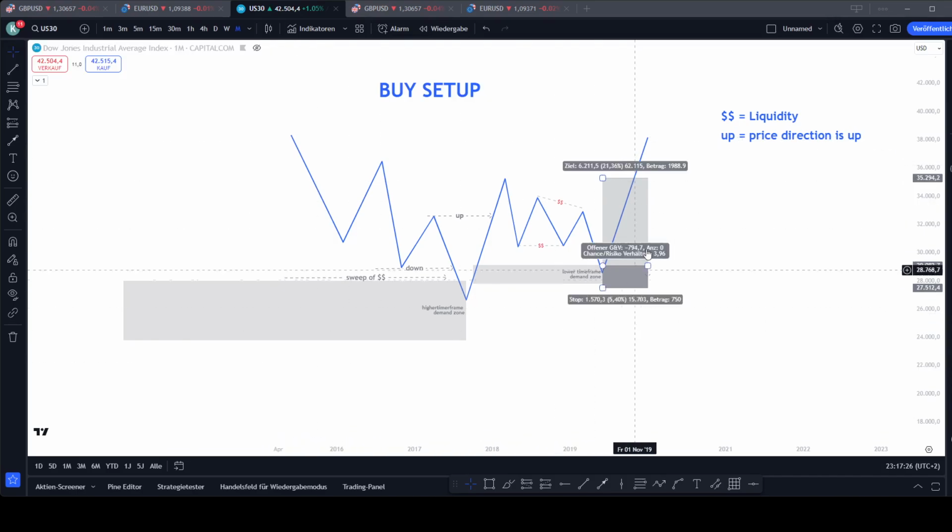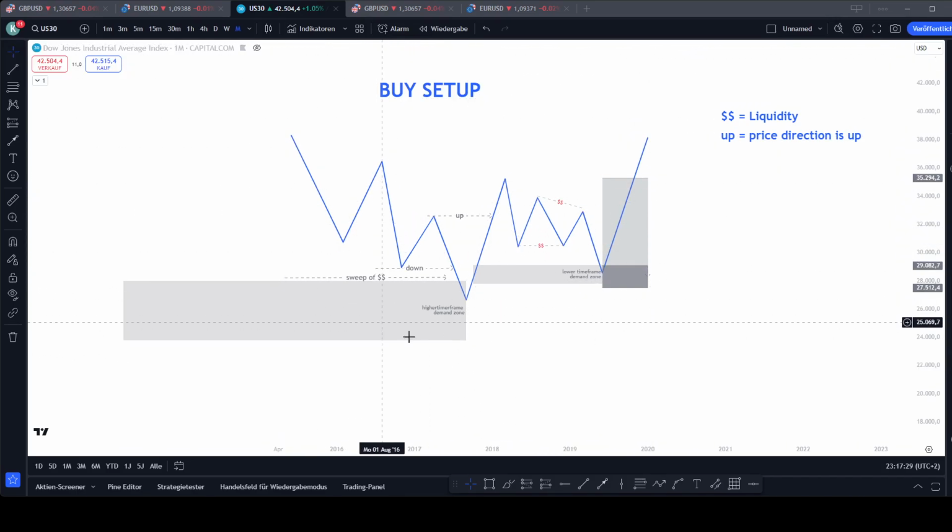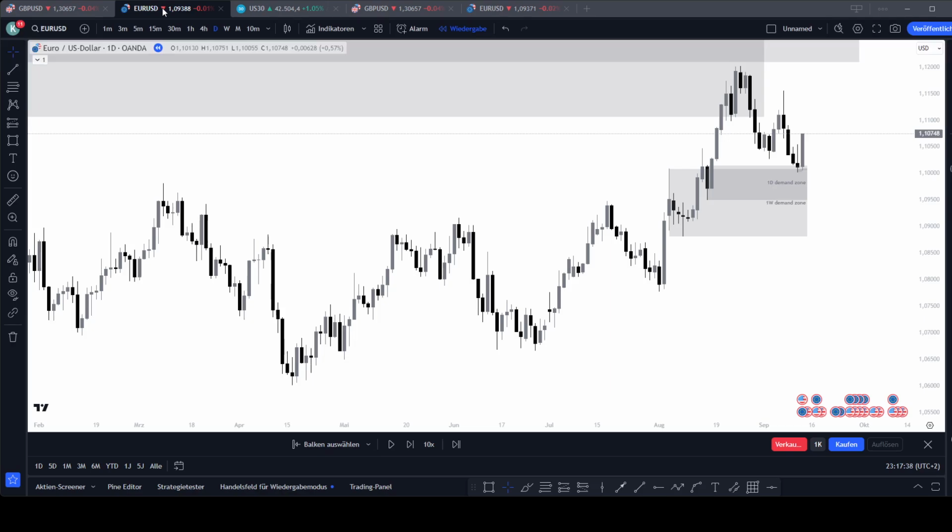I use just this simple setup. I combine everything for this my setup. For me to use this setup, everything has to be in place. So let's get into the chart, guys.